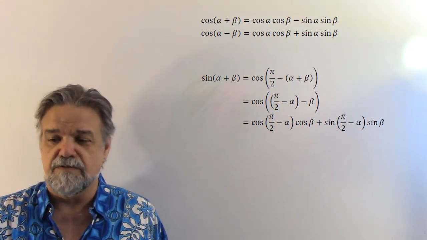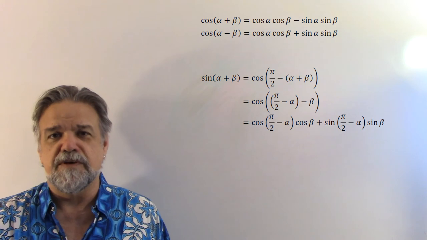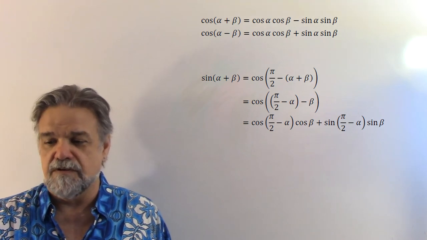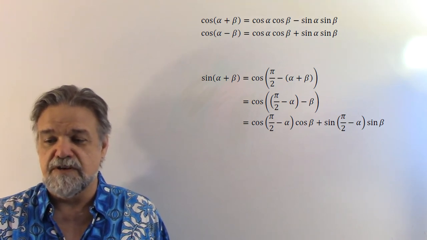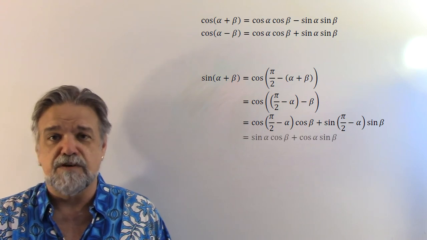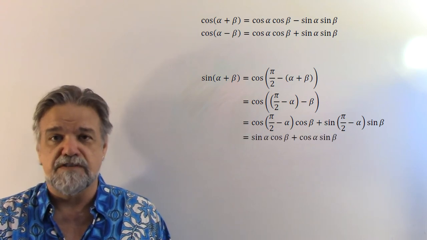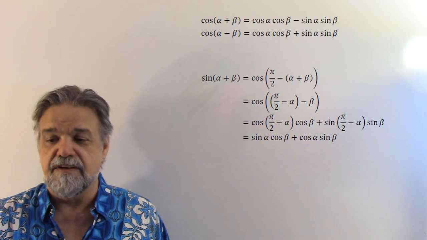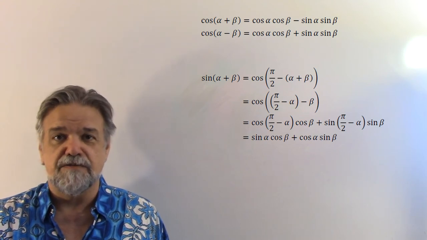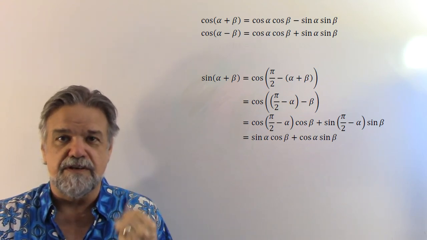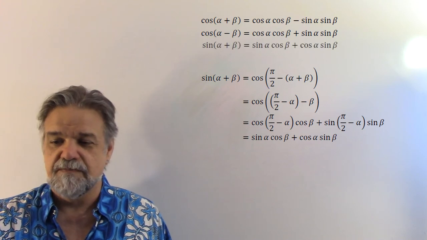It's just the sine of alpha. What's the sine of pi over 2 minus alpha? It's just the cosine of alpha. So that gets me sine of alpha cosine of beta plus cosine of alpha sine of beta, and now I have an identity for the sine of alpha plus beta, and now I have three tools in my toolbox.